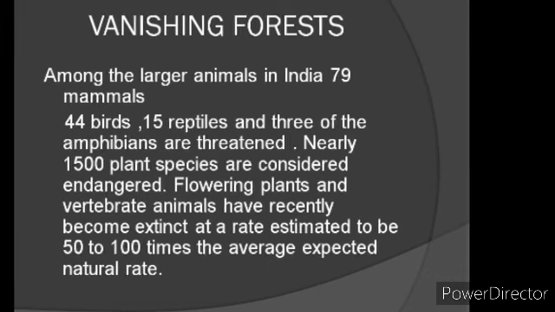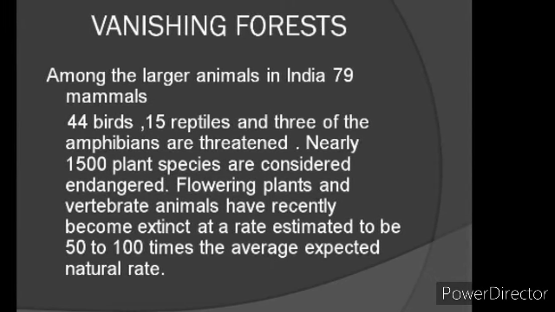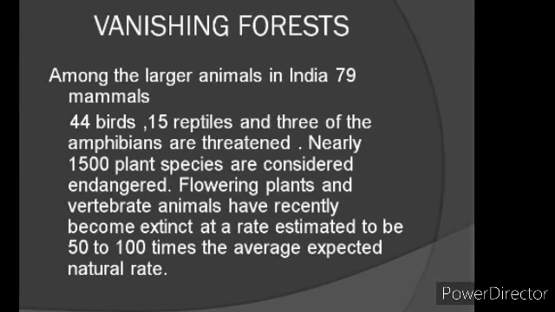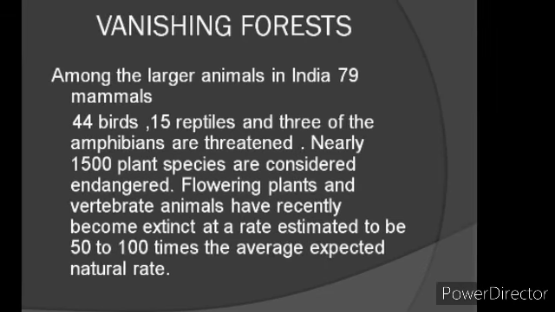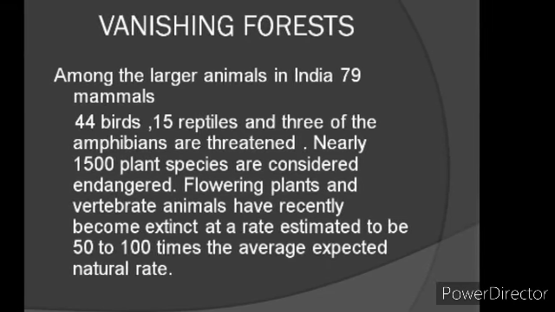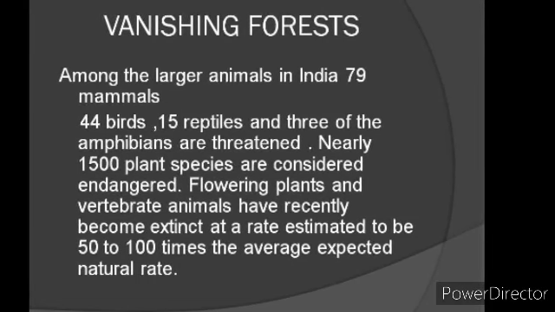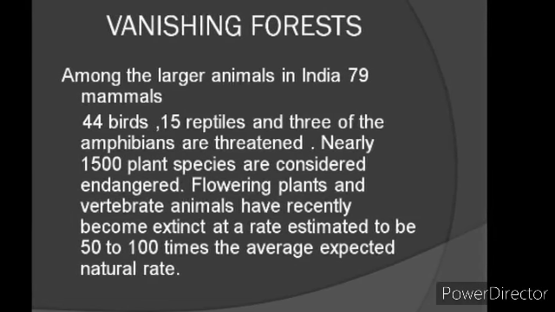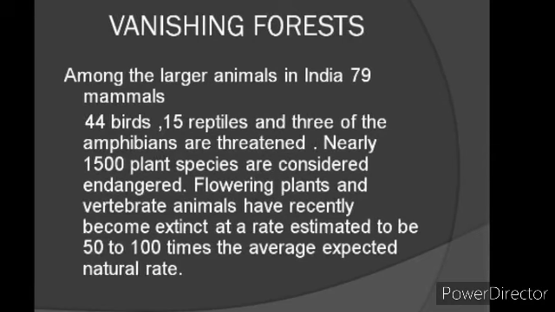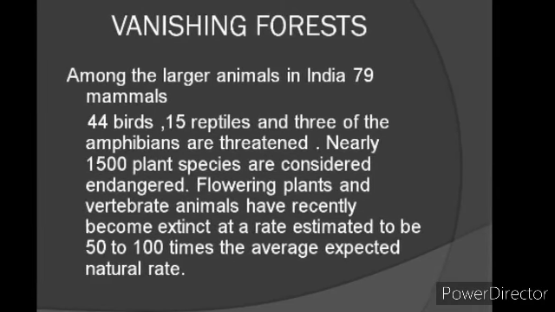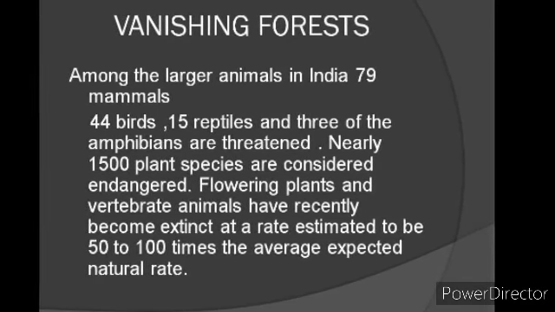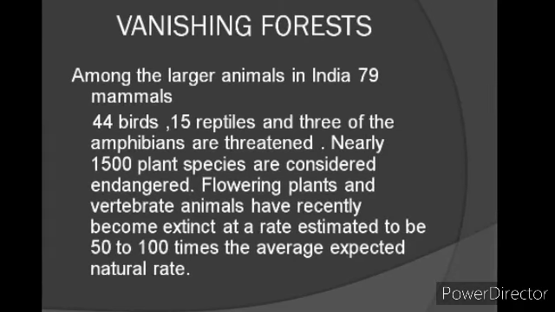What do you mean by vanishing forest? Among the larger animals in India, 79 mammals, 44 birds, 15 reptiles, and 3 amphibians are threatened. Nearly 1,500 plant species are considered endangered. Flowering plants and vertebrate animals have recently become extinct at a rate estimated to be 50 to 100 times the average expected natural rate.